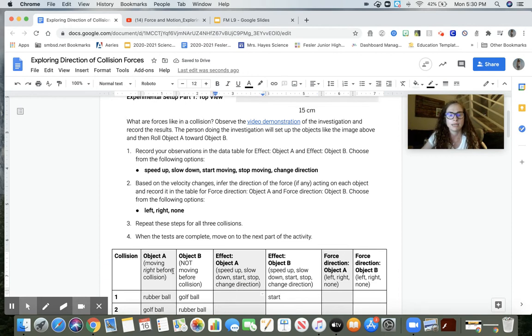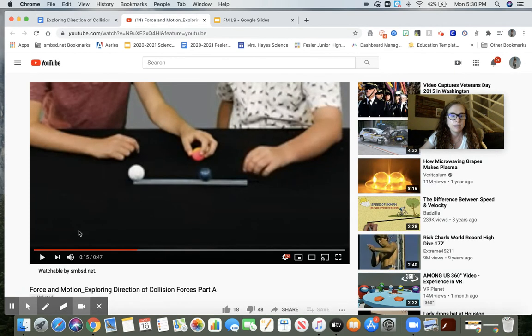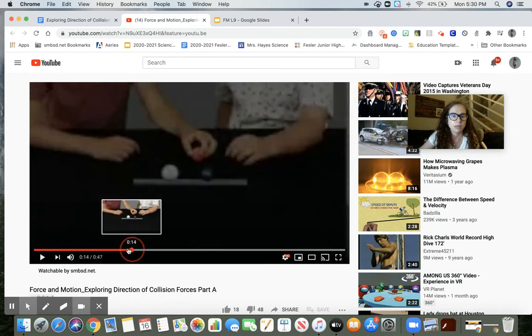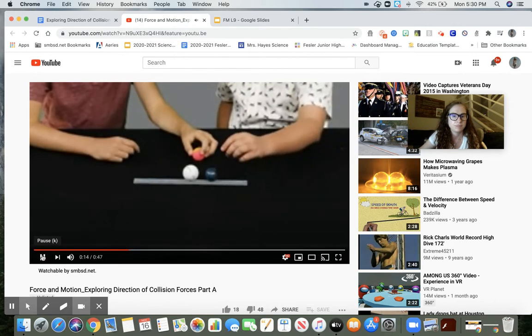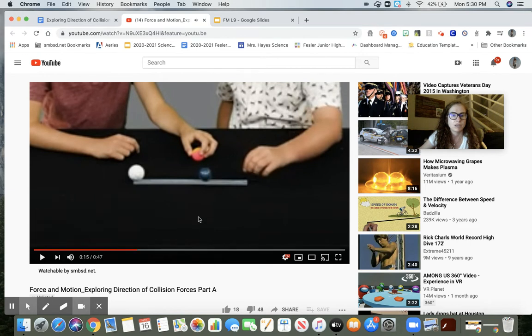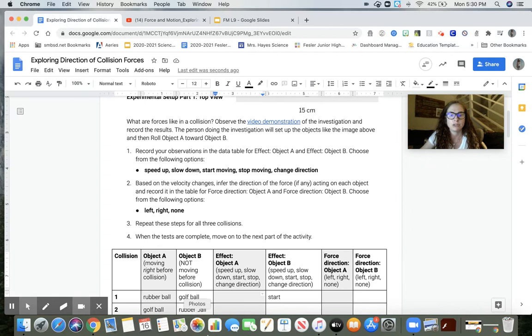Okay. Now I need to look at the rubber ball. So I'm going to rewind it back and see if I can get what happened to the rubber ball. Okay. Now, what it did, I don't know if anybody saw it, but as soon as it hit the golf ball, it bounced back a little. Then it started to roll forward a bit. But it definitely did a little bounce back. And so to bounce back, that is going to be a change in direction. So that's what I'm going to type down here.